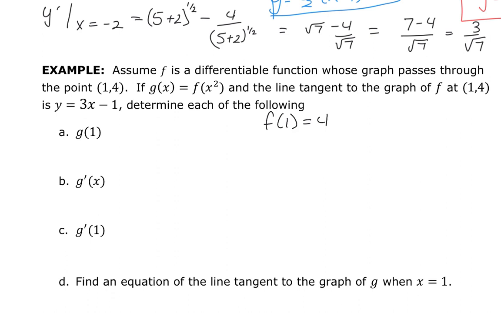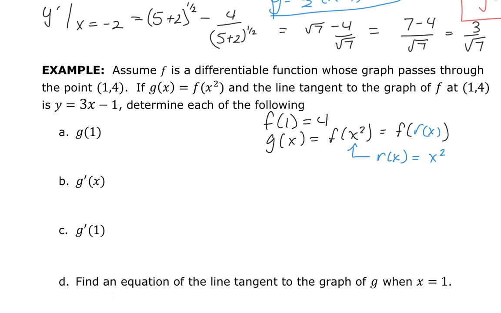Now it's also telling me that g of x is f of x squared. So this is telling me it's a composition of functions where I'm going to call x squared, say, r of x. So I can write this as f of r of x. Well, r of x is equal to x squared.